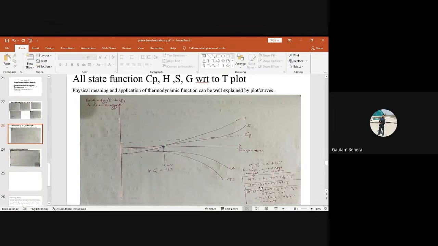And I have written expressions for all this enthalpy, entropy, and G. We know the relationship between Cp and all these things, which we already discussed in the previous lecture. Because if you remember the expressions, dH is equal to Cp dT, right? Similarly, dS is equal to Cp dT by T, fine? And G is equal to H minus Ts.